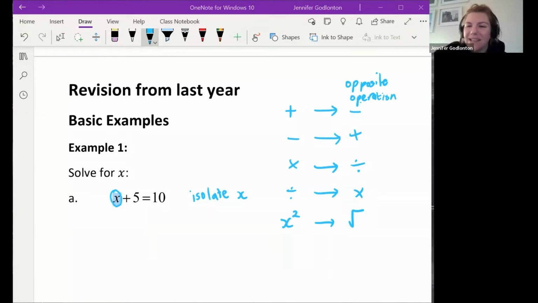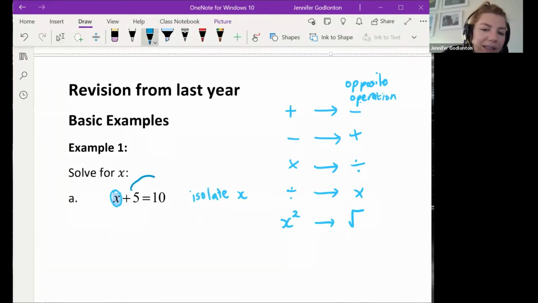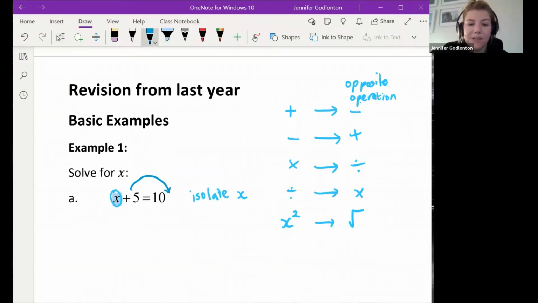Okay, so basically, when we're looking at our opposite operations, whatever it is on the one side, when it moves on to the other, it's going to do the opposite thing. So if we're having a look at this question over here, at the moment we're plussing 5. So when that 5 moves over the equal sign, it becomes its opposite operation. So we're going to write it as x equals 10 minus 5.